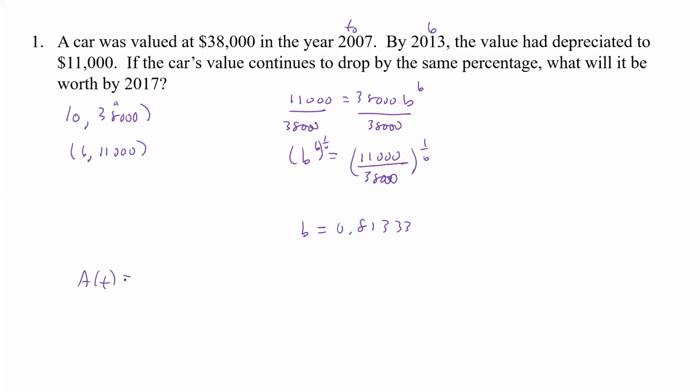And so now I can plug that into my original function, which is going to be A of t equals my a, which is 38,000, times b, which is 0.81333, to the t. And now I want it in 2017. Excuse me. So that's 10 years later. So 38,000 times 0.81333 to the 10.